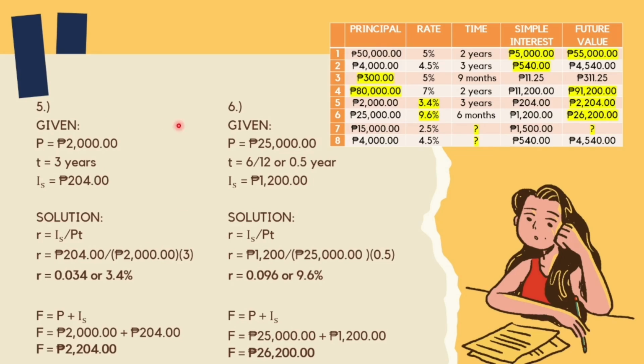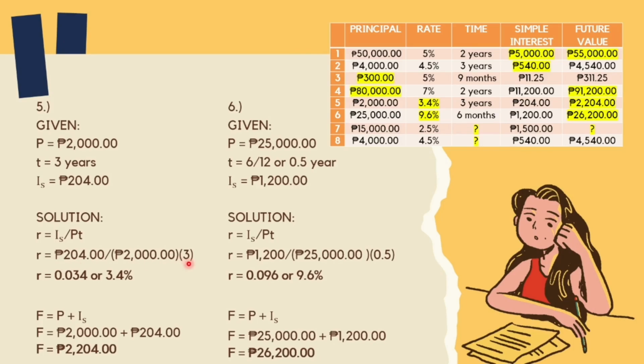Now let's head on to example number 5 and 6. We have the given P, or principal, is 2,000 pesos. Given T, or time, is 3 years, or 3. And the given IS, or simple interest, is equal to 204 pesos. For this one, we will try to find both the rate and the future value. For the rate, we have the following formula: rate is equal to simple interest divided by the product of the principal and time. Substituted, simple interest of 204 divided by the principal of 2,000 pesos and the time of 3.